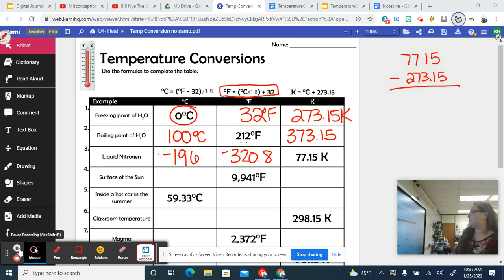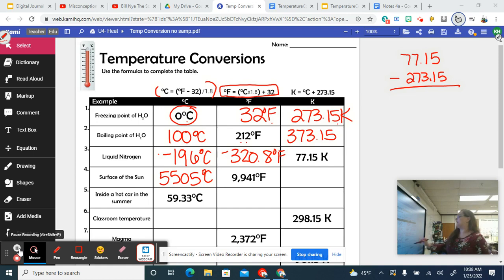All right, here's the answer for number 4. We're starting with the surface of the sun, which is 9,941 degrees Fahrenheit, and we've got to convert that using our formula over here into Celsius. So it's Fahrenheit minus 32, hit enter, divided by 1.8, and that comes to 5,005. I am not consistently putting the degrees Celsius, degrees Fahrenheit, and K answers up there. You should do that, but I'm not being consistent about it.